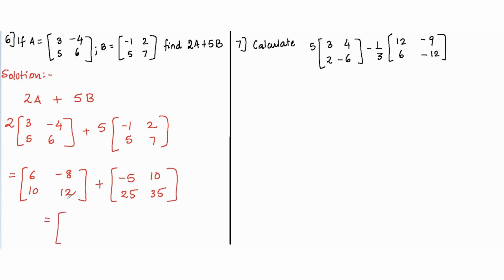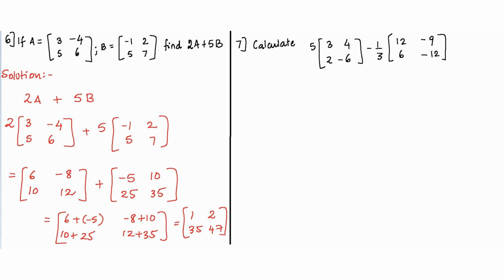And now we are going to add the corresponding elements. This becomes 6 plus of minus 5, minus 8 plus 10, 10 plus 25, and 12 plus 35. So now let us simplify all the elements. 6 minus 5 is 1, negative 8 plus 10 is 2, 10 plus 25 is 35, and 12 plus 35 is 47. So this is my final answer.